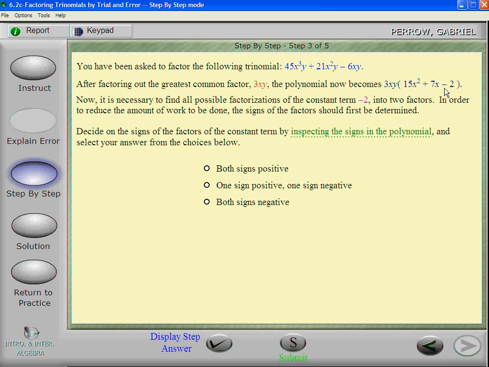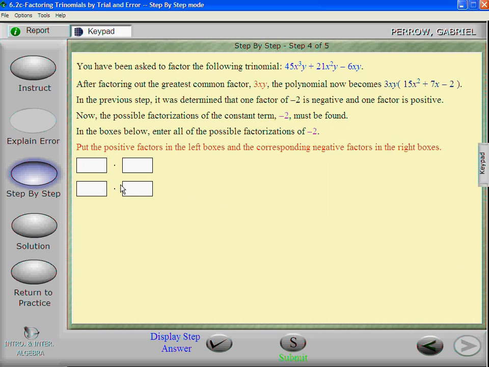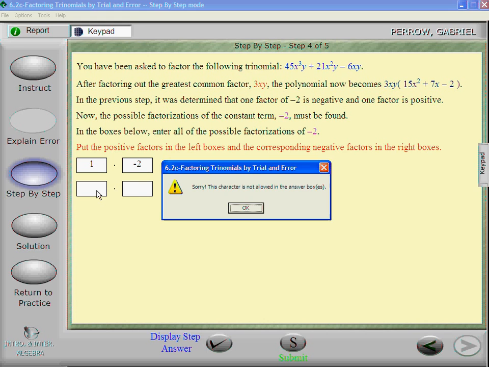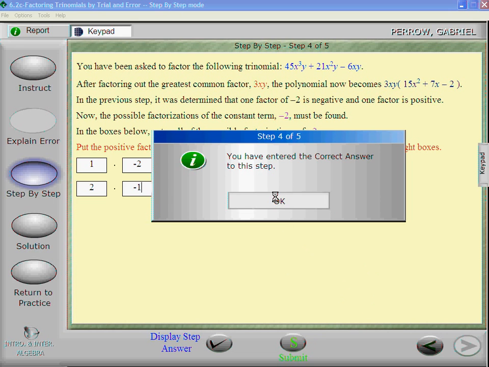We look at the negative 2, and because it's a negative, it's a no-brainer that one sign needs to be positive, one sign needs to be negative to multiply to get the negative 2. Okay, so the combinations to get that are either 1 and minus 2, or 2 and minus 1. Okay, those were our possibilities.